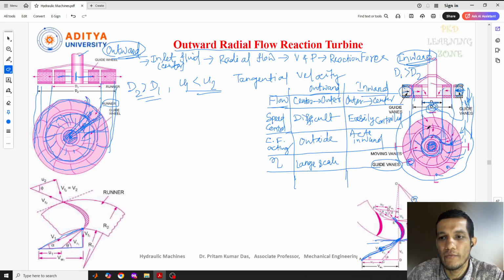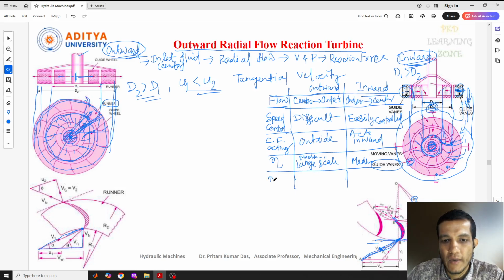Mostly used is the inward radial flow turbine, which is also known as the Francis turbine. Here for large scale it can also be used. And the inward radial flow can be used even for medium scale. Even this one can also be used for the medium scale.